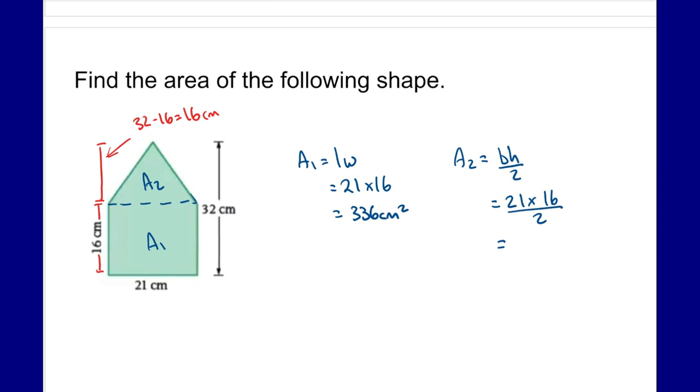Seems to be the same measurement. So 336 divided by 2 is 168 centimeters squared. Now that I have the areas of my two shapes, I'm going to add them up to get the total. Area 1 plus area 2 is equal to 336 plus 168, and I get 504 centimeters squared.